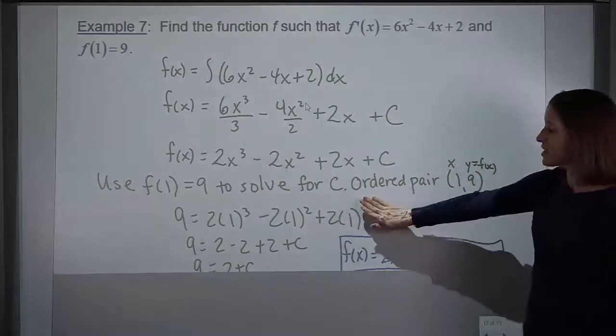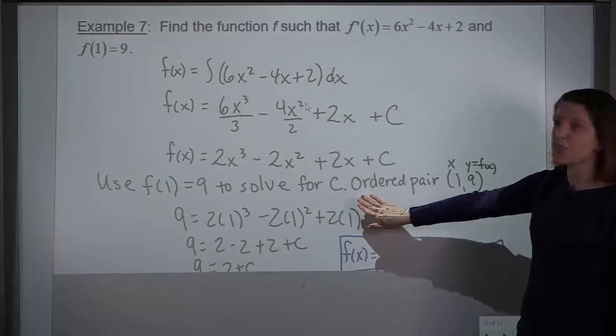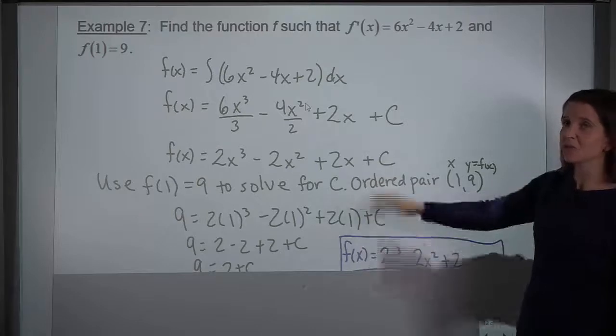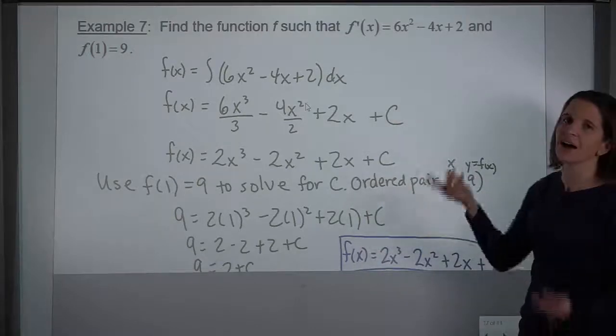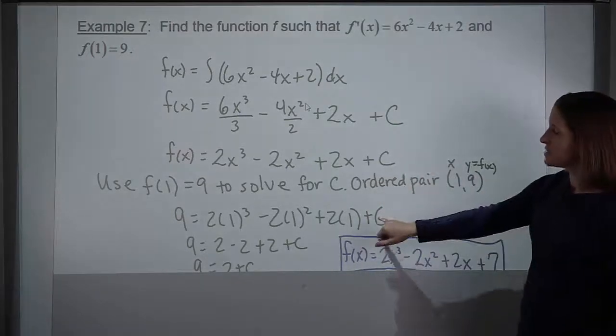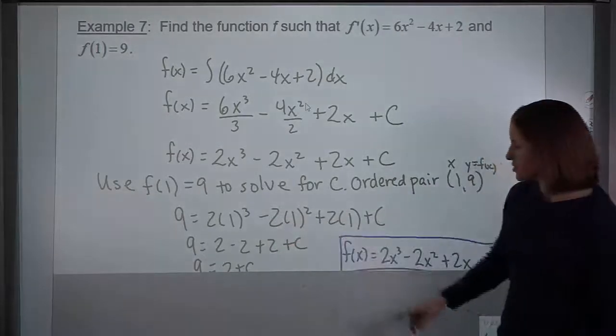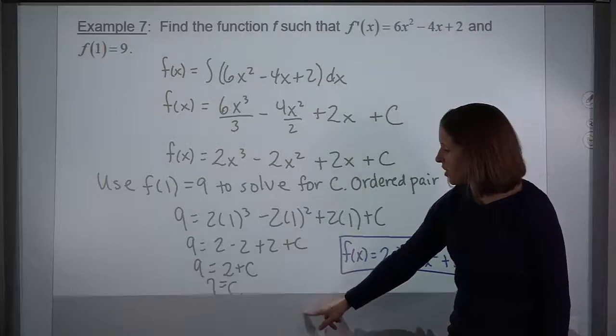If you got here and you didn't have the plus c, all you have is a false statement. 9 equals 2. That doesn't make any sense, right? So use that to catch your mistake and say, oh yeah, I was trying to find c. So plus c, these 2's cancel, but you still have a 2. So you have 9 equals 2 plus c. And then when you solve, c is 7.